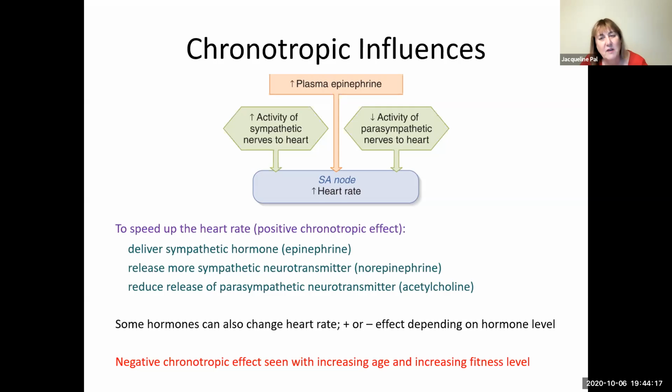But once you start becoming middle and older age, it's going to drop down lower into the 60s and maybe into the 50s, depending on what else is going on in your life. We also see this with an increase in fitness level because the heart learns how to be more efficient from all the exercise. So the resting heart rate of folks who are more physically fit will be lower than their peers.